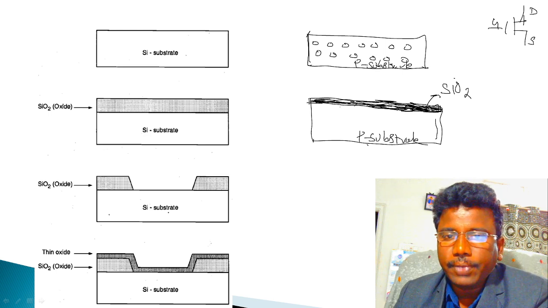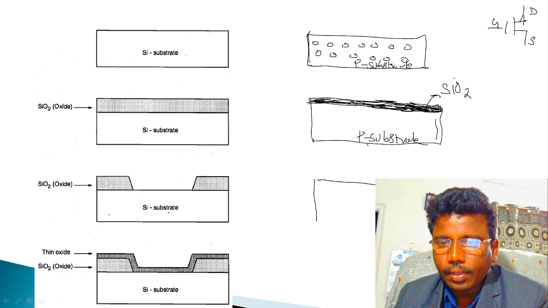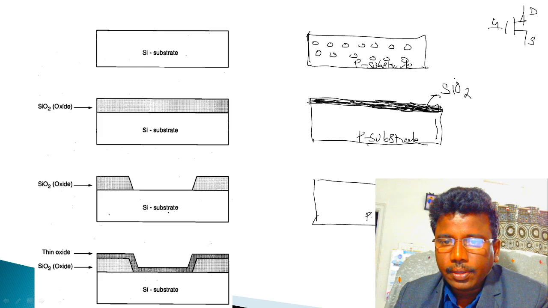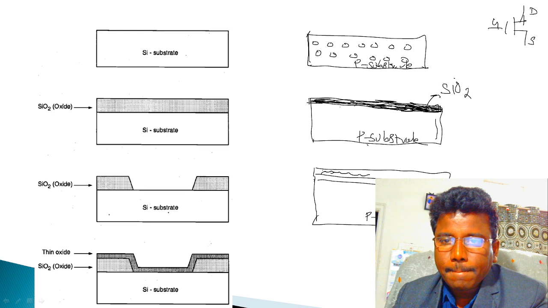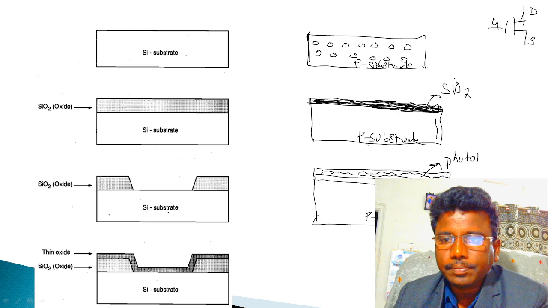Next step: if any odd surface is there, we need to even it out. For that, they go for the photoresist layer. The total surface of the P substrate is deposited with a photoresist layer. After the oxidation process comes the photoresist layer. With this, our aim is to get an even surface.